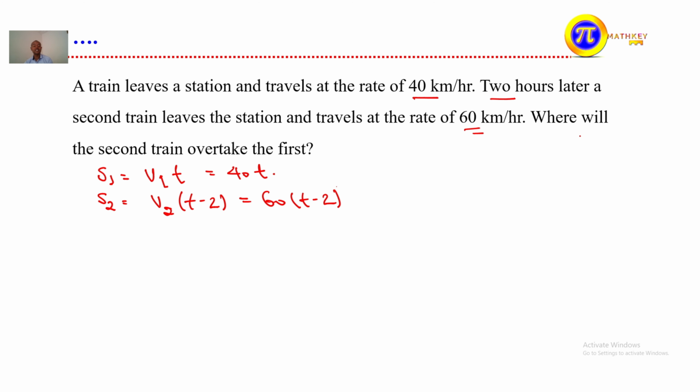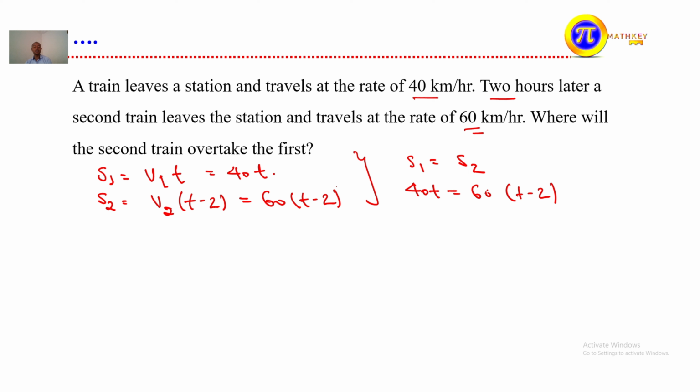To overtake this, the distance must be the same, since the second train overtakes the first one. This implies that S1 must be equal to the same distance S2 with the time interval T. If that's so, this means 40 times T is equal to 60 times T minus 2.